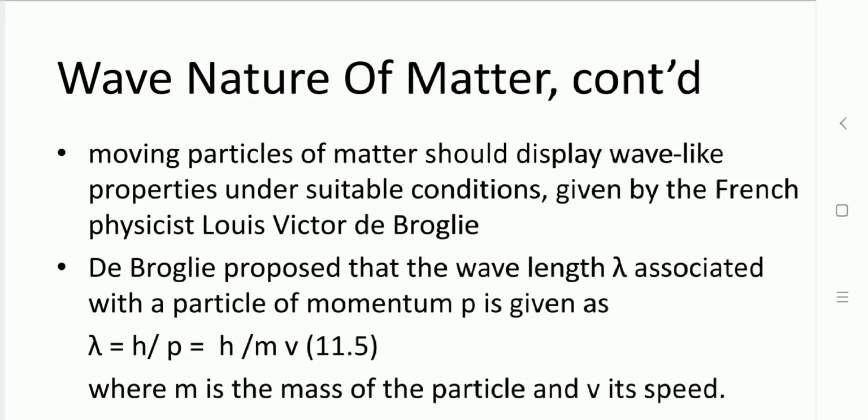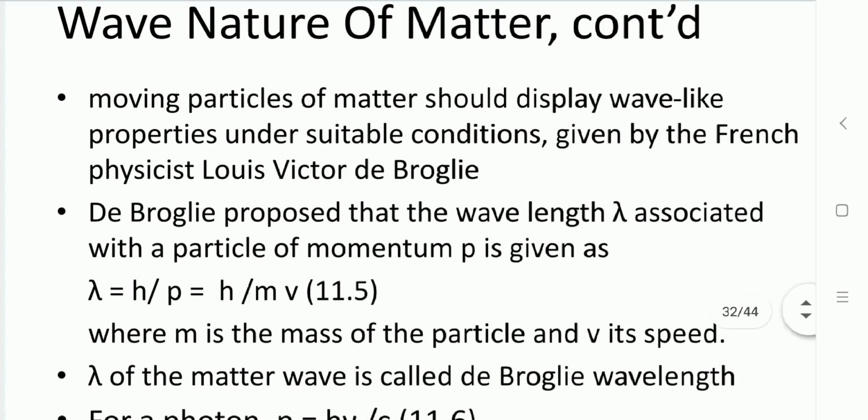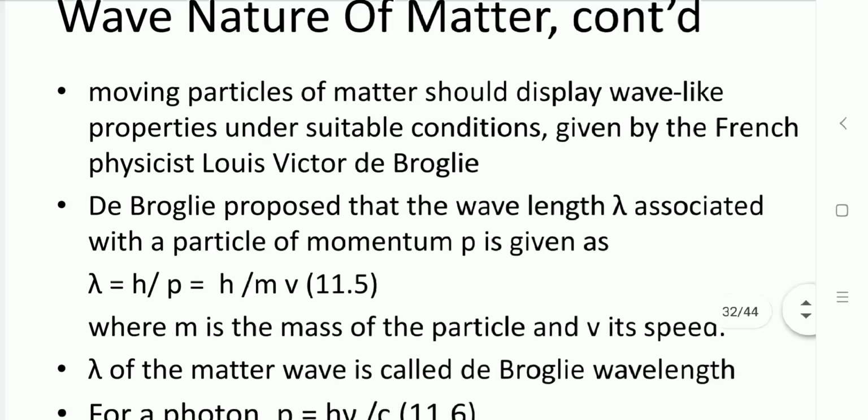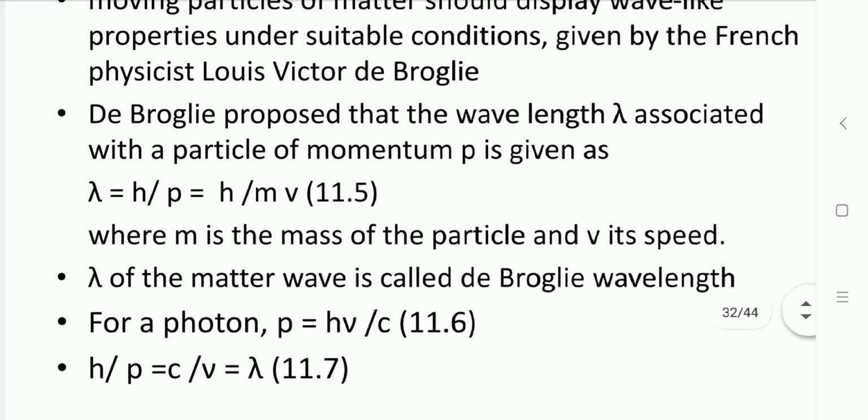So de Broglie proposed that particular wavelength based on momentum: p equal to h by lambda. So lambda equal to h by p, and p, the momentum for matter having a linear momentum, can be defined as mv. Here v is the velocity or speed of that particular particle, and m is the mass of that particle. This wavelength is known as the de Broglie wavelength.